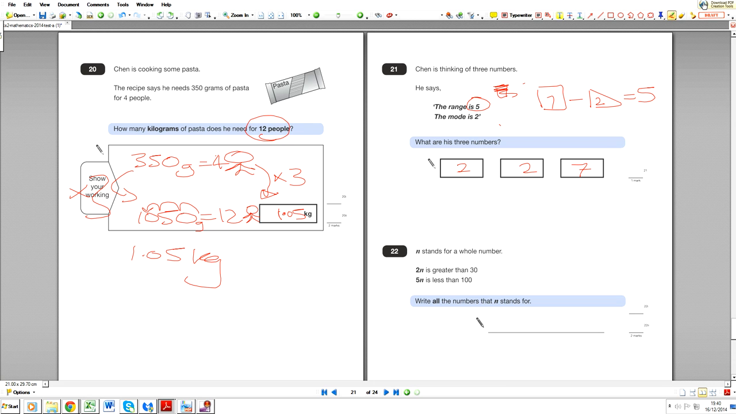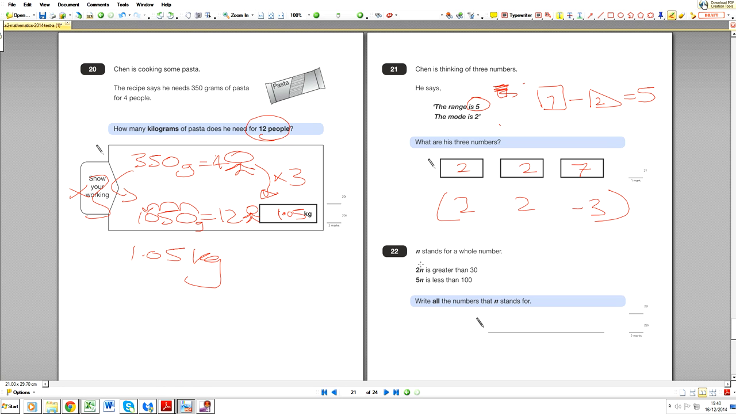Okay, or we could have another possible answer for those of you smarty pants. So 2, and a 2, and a minus 3. Because 2 minus minus 3 will also give you 5. So that's another possible answer for those of you who are feeling a bit smart.